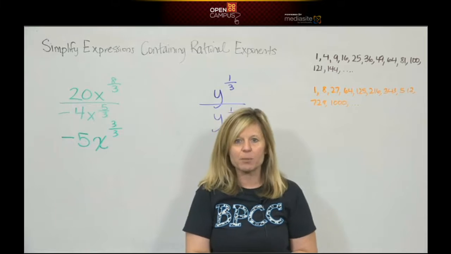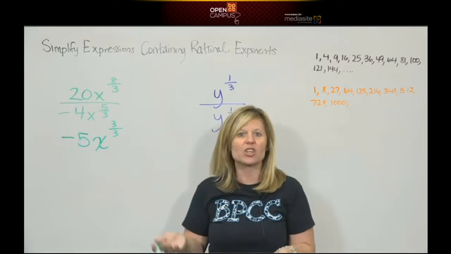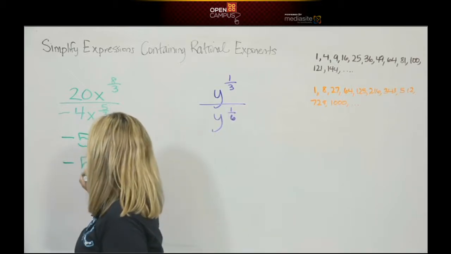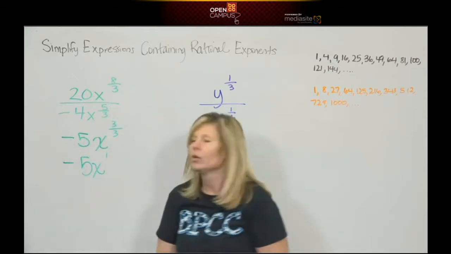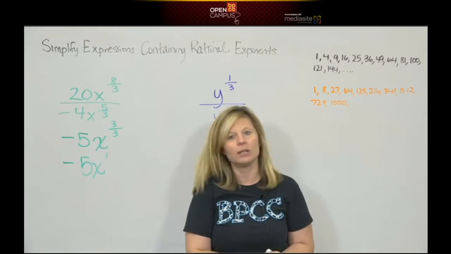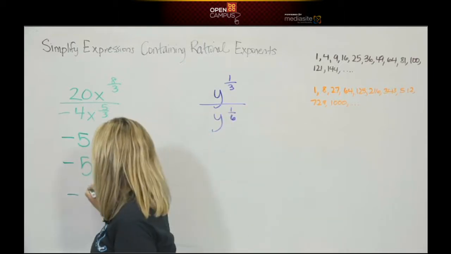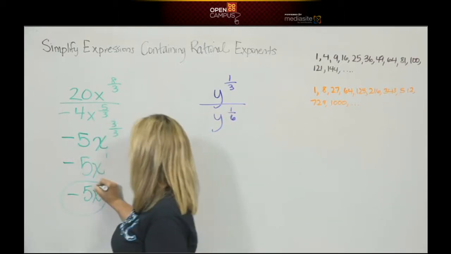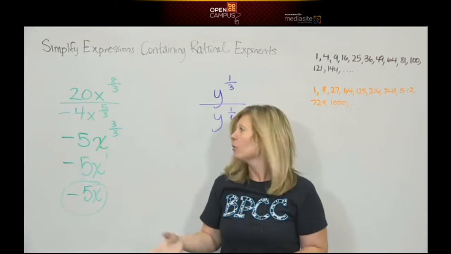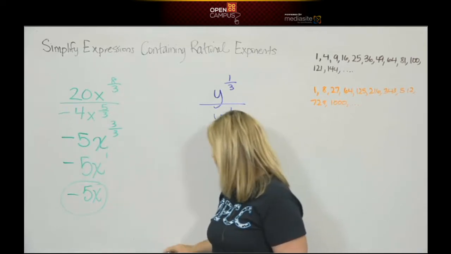Now, can I leave my expression like that? Absolutely not. 3/3 is a fraction. It can be reduced to the value 1. Is my answer -5x to the first? Absolutely not. We never write in algebra an exponent of 1. So our quotient would be -5x. Now, that is the quickest way to work that expression, but it's not the only way.